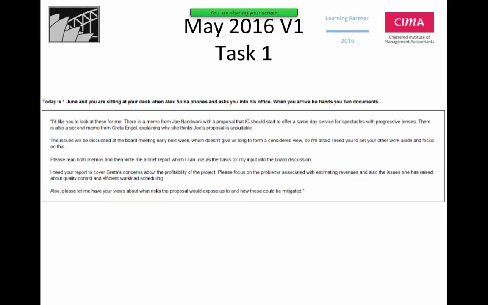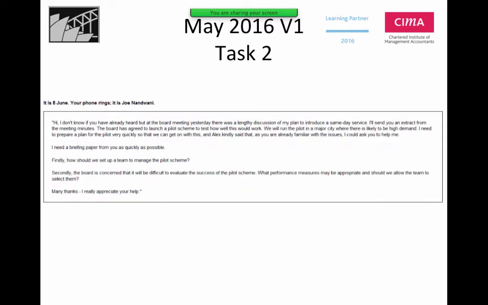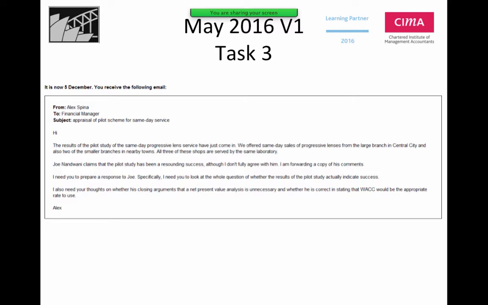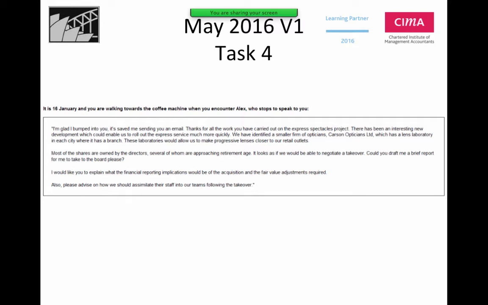We started, if you look at it, on the 1st of June, right? So task one was 1st of June, where they're discussing and they asked you to look at the profitability of the project and the issues. The next was on the 8th of June, where you have to write something about the pilot scheme and the performance measures. The third one is on the 5th of December. So after a fair while, they've done their evaluation. So take these dates also into consideration, right? And then the last one is in January. So from June to January, it's taken a fair amount of time for the company to get into this same day service specs, right?